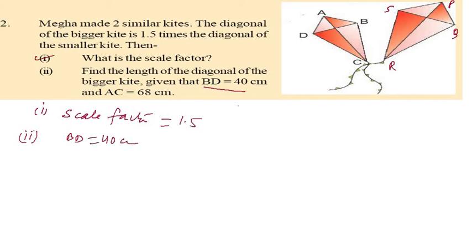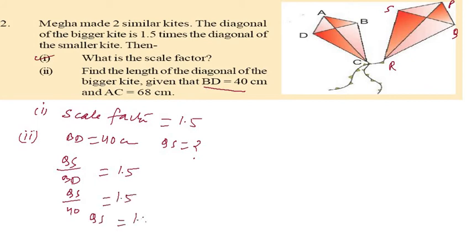Now we can find QS, the corresponding diagonal. QS is the question mark. So you can say QS upon BD is 1.5. QS we want to find here and BD is given as 40. So QS is equal to 1.5 into 40, that is 60 centimeters. It is your first answer.